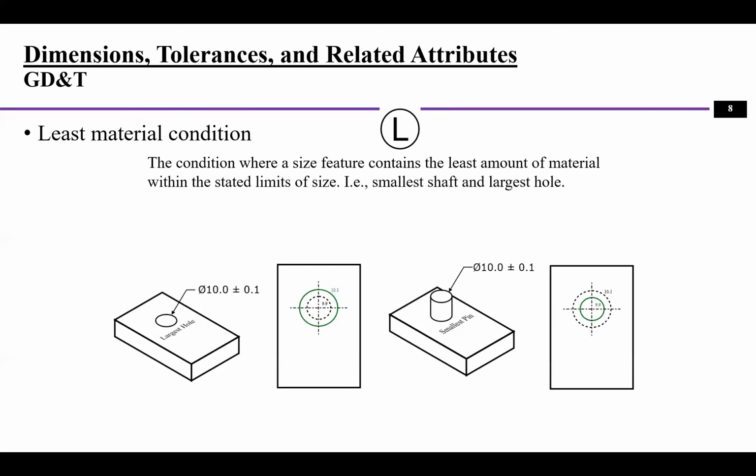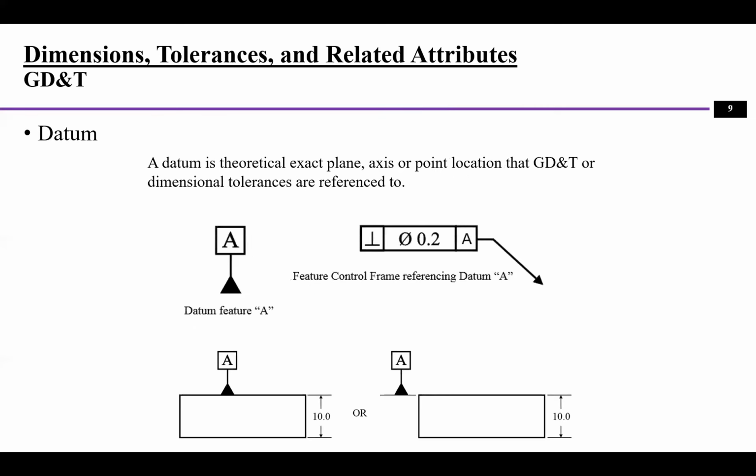Once you understand that, it will be easier to understand what is meant by least material condition, right? This is just the opposite. And another concept is called datum. In other words, datum means a reference, right? What are we referencing? A datum can be a plane, a surface, a certain line, a certain point, or axes, right? So it's a reference for the feature.